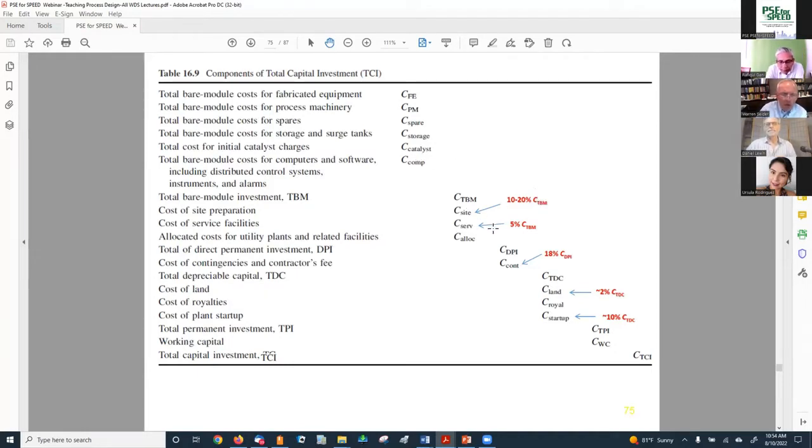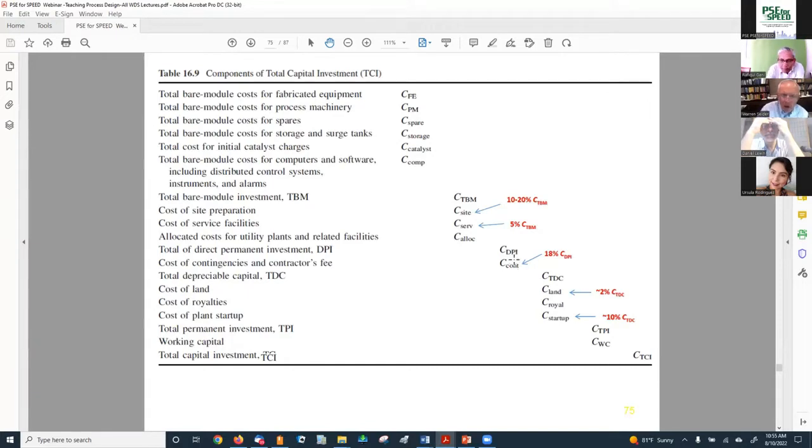And then you need to be in a position for the service facilities. Well, 5% of that would be used. I'll skip this, I don't have time. Okay, and now you get the total permanent investment, CDPI. And you then take 8% of that to get the cost of contingencies and contractor fees. You're in the early stages of design, you put in an extra 18%. And that gives you the direct permanent investment.